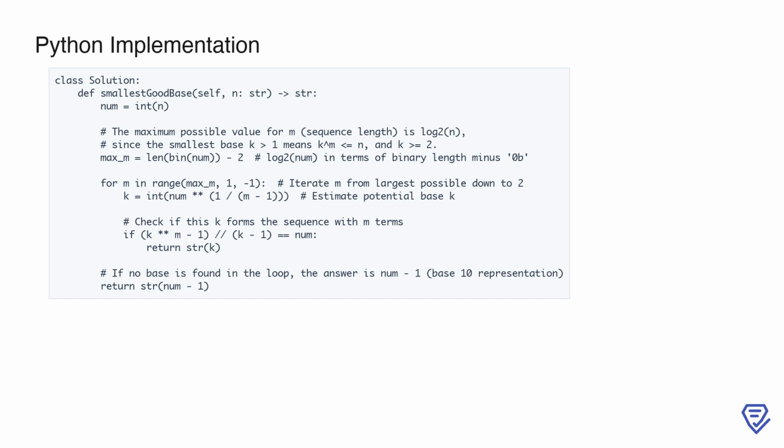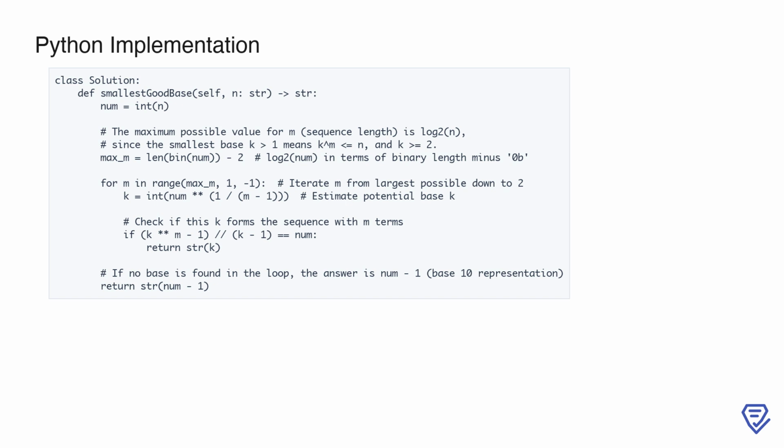2. Maximum possible sequence length, m. The maximum value of m is derived from the fact that for the smallest base k, k^m must not exceed n. This maximum m is effectively log2 n, because the smallest k greater than 1 is 2. The length of the binary representation minus the 0b prefix gives this value. Python: max_m = len(bin(number)) - 2.